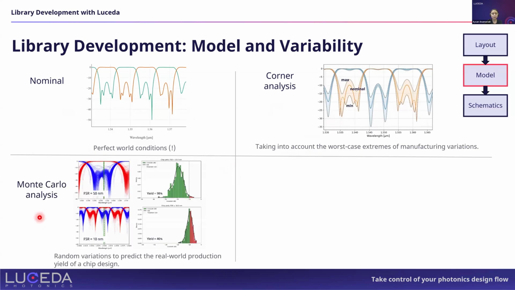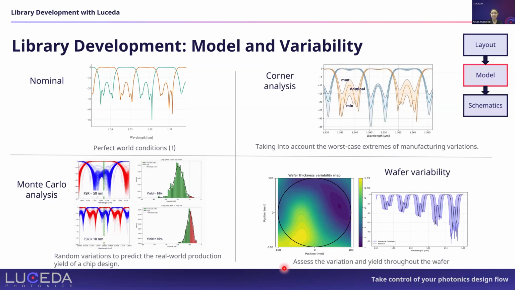They can also perform a Monte Carlo analysis on their circuits and predict the real-world production yield of their chip. And finally, they can also assess the variation and yield throughout the layout. So with this information, they can see how robust their design is against the variations of the fabrication. So this is about models.